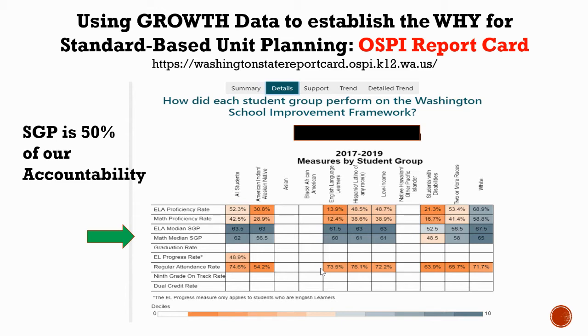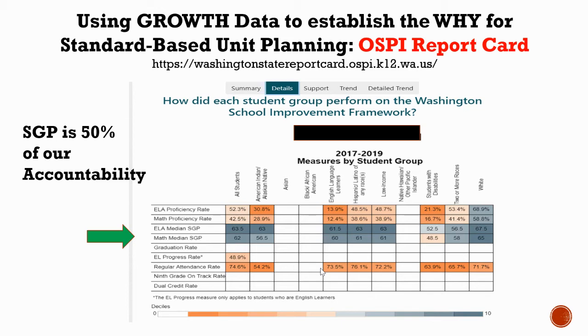After accessing the state report card at the website seen at the top of this slide, click on your school's name. On the left-hand side, you will find many data resources. Start by scrolling all the way down to the bottom where you will find the Washington School Improvement Framework, or WSIF, as shown on this slide.